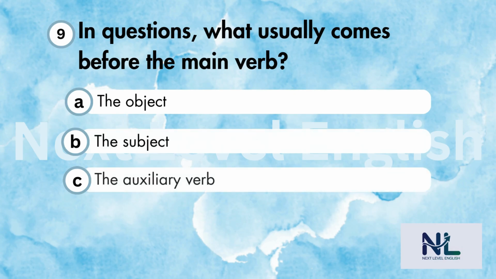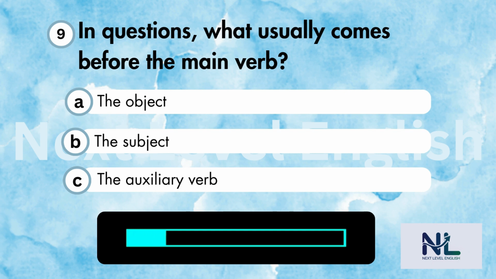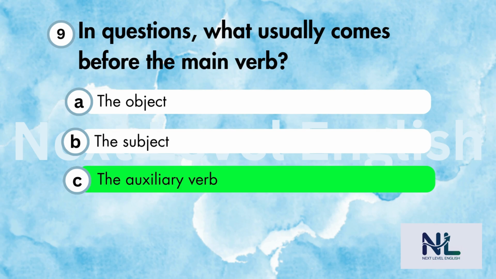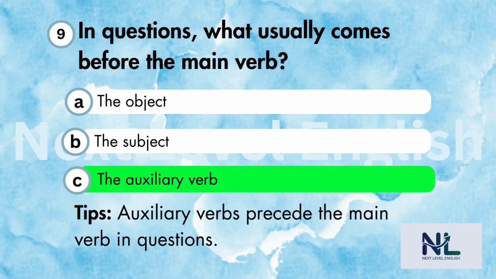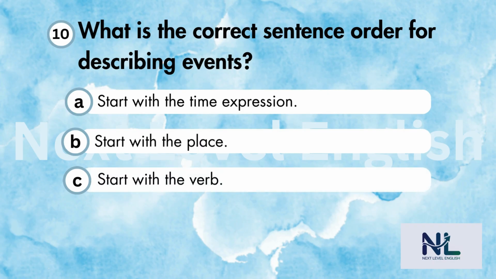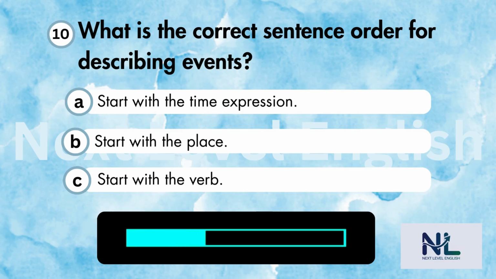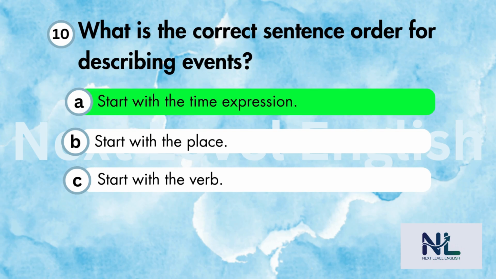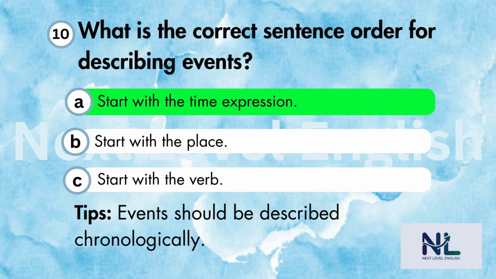9. In questions, what usually comes before the main verb? The auxiliary verb. Tips: auxiliary verbs precede the main verb in questions. 10. What is the correct sentence order for describing events? Start with the time expression. Tips: events should be described chronologically.